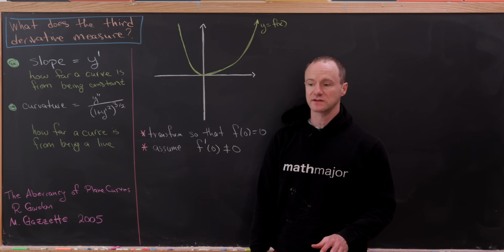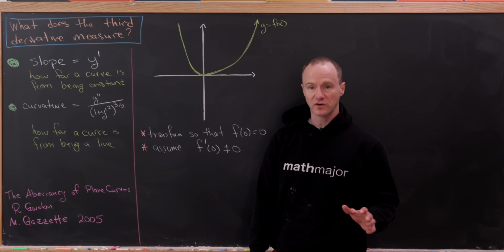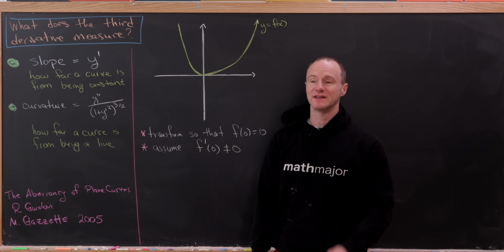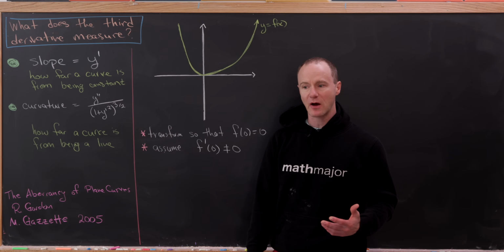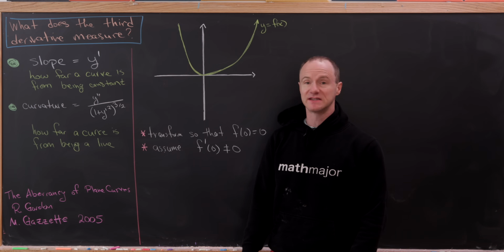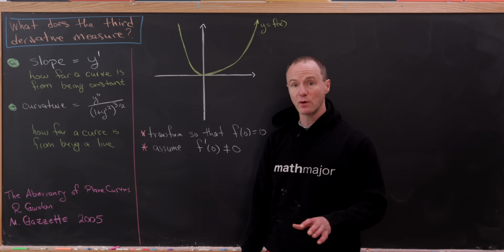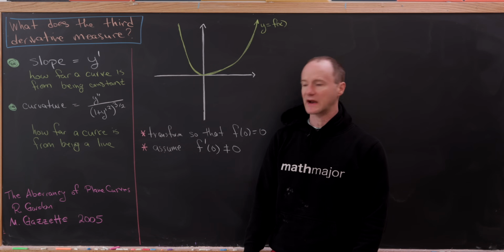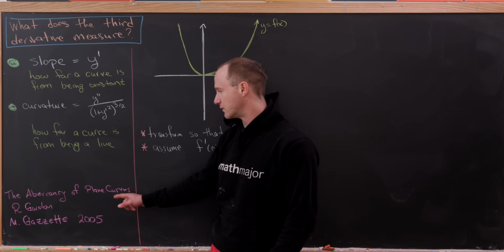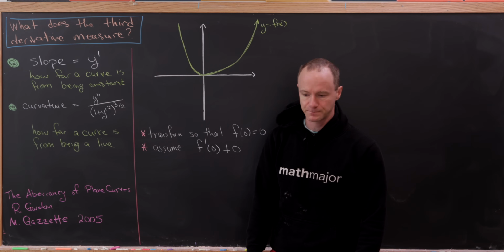In a basic calculus class, students learn what the first derivative and the second derivative say about the shape of a curve, but you never really think about what the third derivative says about the shape of a curve, and that's what we want to explore today. And this is from a great article that I found in the Math Gazette. You can find it with this information down here.